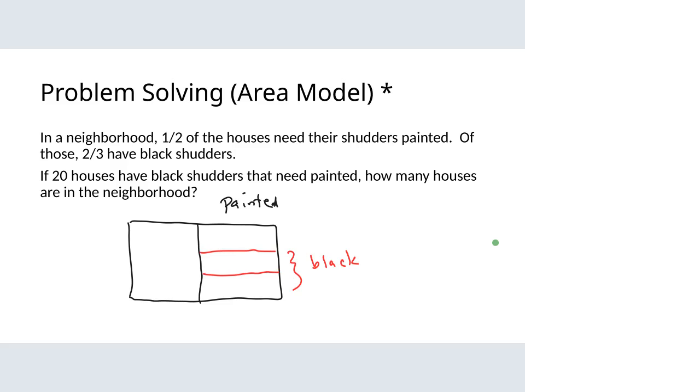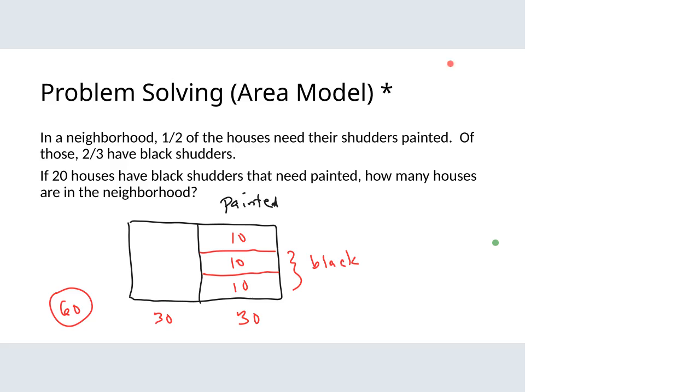If 20 houses have black shutters that need painted, how many houses are there in the neighborhood? So what that means is that these together make up 20 houses. So each piece has 10 houses in it. And then how many houses are in the neighborhood? Well, now we know each of those slices is 10. There's a couple of different ways you could go from here. One way is, well, this would be 10. So there's 30 houses that need their shutters painted. So there's 30 houses that don't. So there's 60 houses altogether.